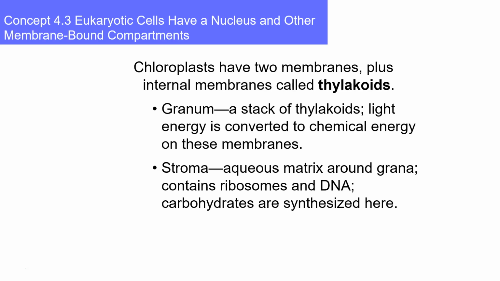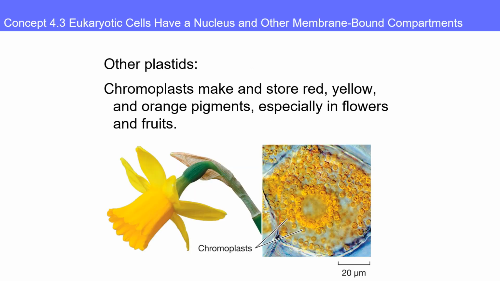Now, chloroplast, much like the mitochondria, has two membranes, and the inner membrane is called the thylakoid. Now, the thylakoid is differentiated into what's called grana, which are stacks of various thylakoids, and where the light energy reactions take place. Now, the stroma is the aqueous matrix found around the grana, and that's where carbohydrates are going to be synthesized. Further on this in Unit 3, which is all about energetics.